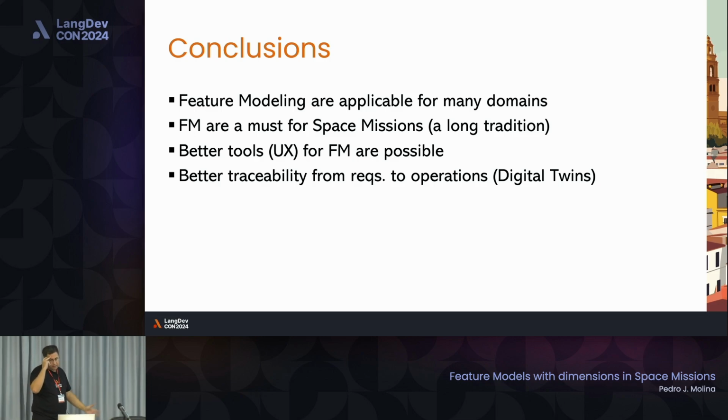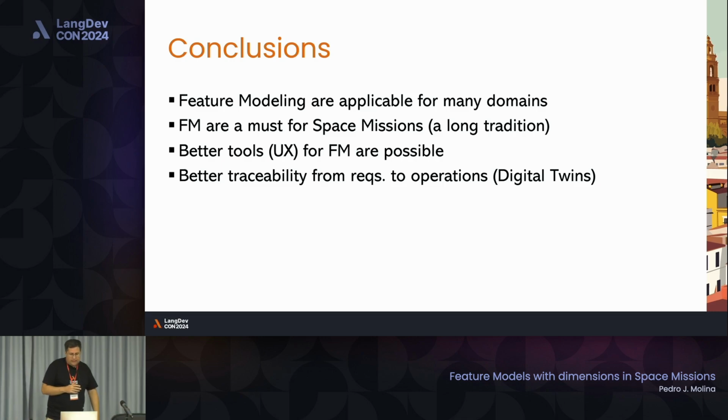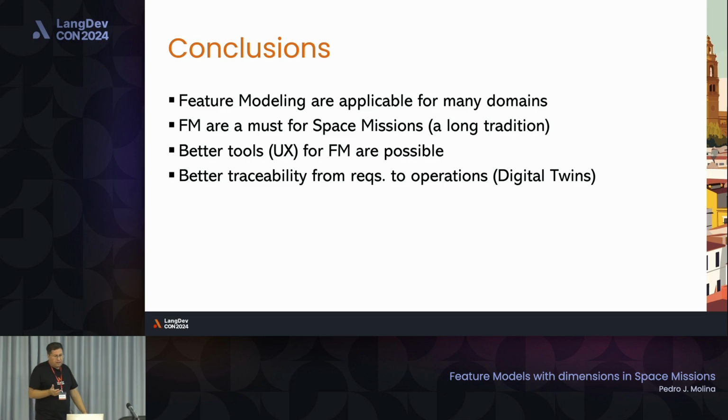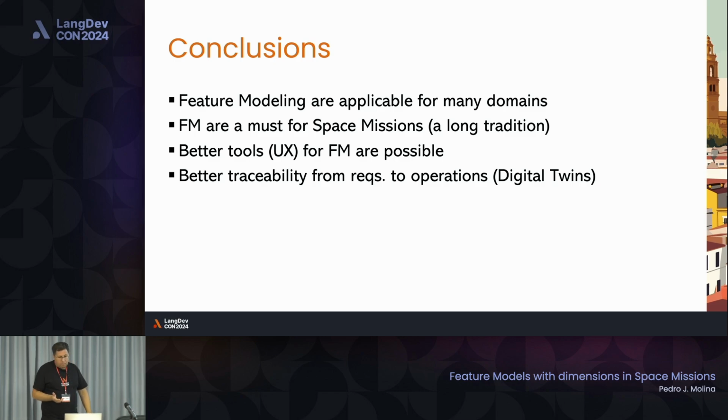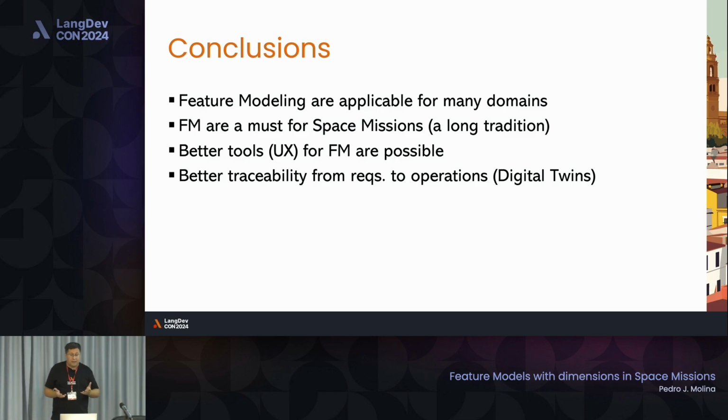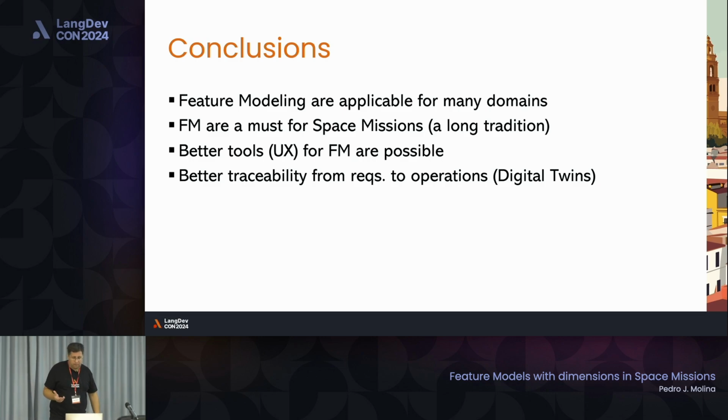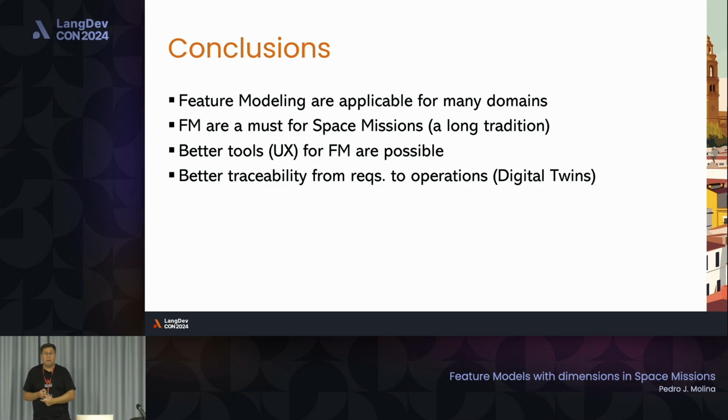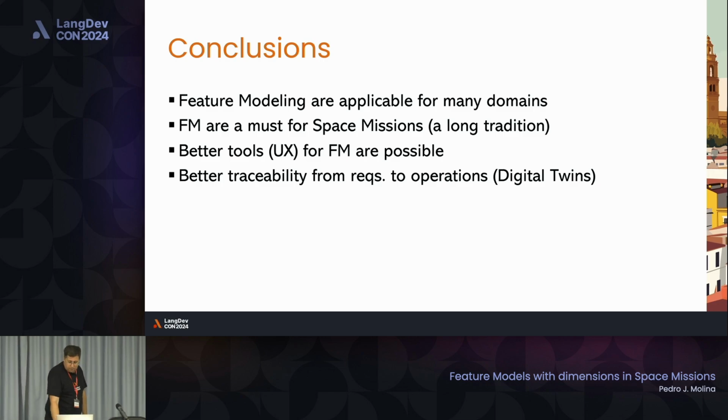So feature modeling is a good way to apply to a lot of domains. We have shown 3 of them. They are a traditional model used a lot in space missions, for sure. And we need, as Marcel commented, better usability, better tools to work with all this stuff, right? And we need better traceability from requirements to operation. Maybe the digital twins here can help a lot.